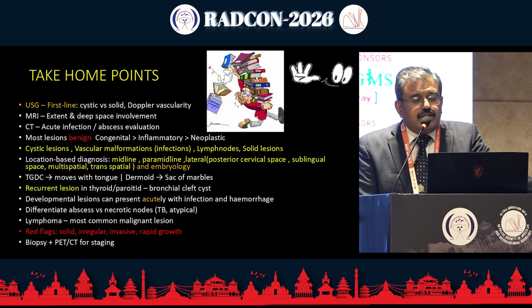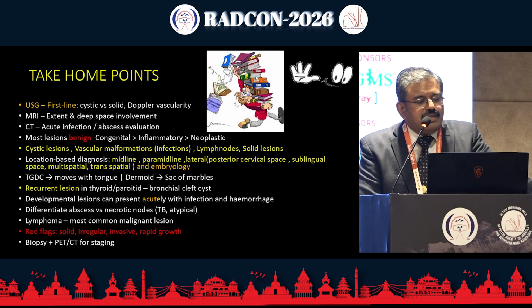To conclude, ultrasound is the first line and definite modality of choice for the pediatric neck. We can differentiate cystic versus solid, and we can see the vascularity and the extent also. With MR, the extent will be nicely seen. CT is limited to acute infection, to rule out any abscess. Most of the lesions are benign in the head and neck. Most of them are congenital, as we have seen.